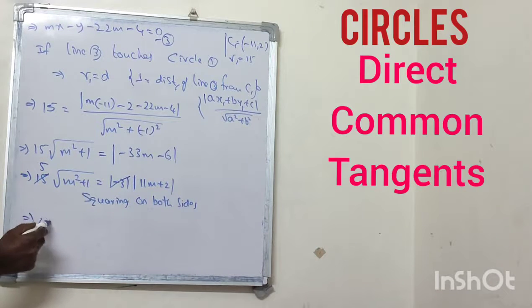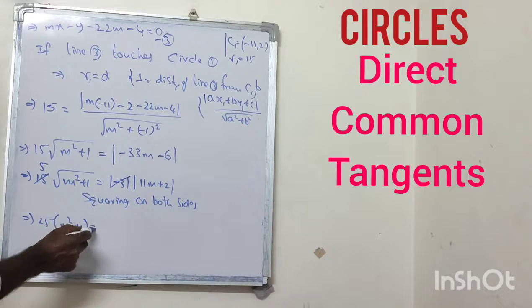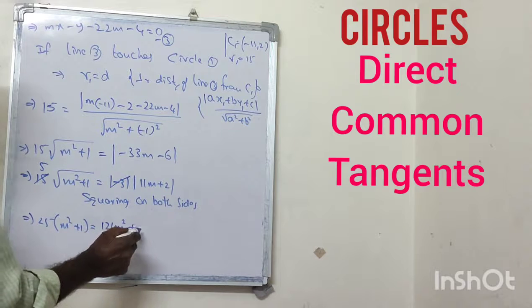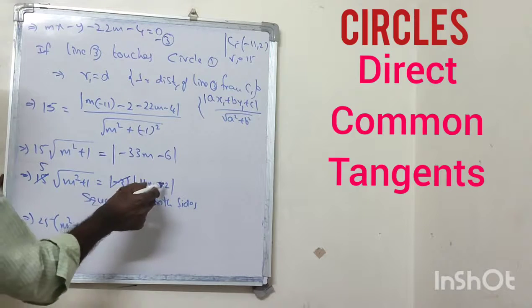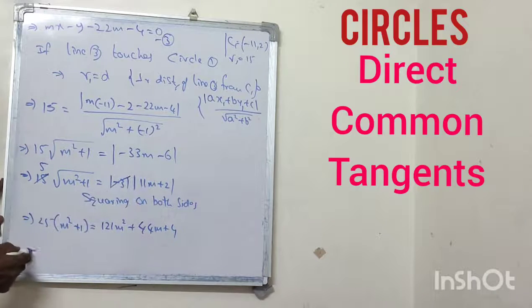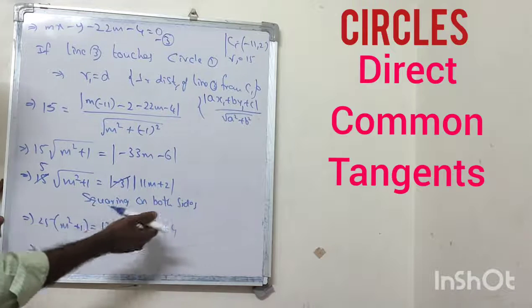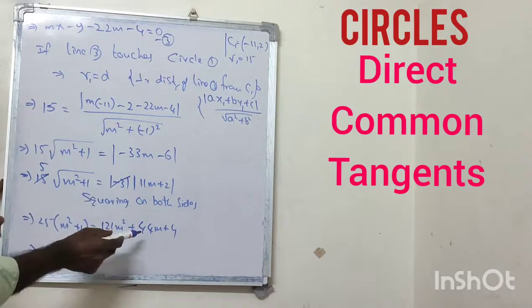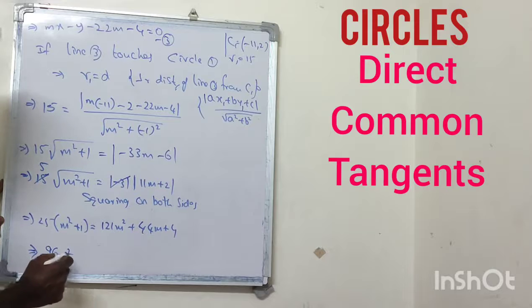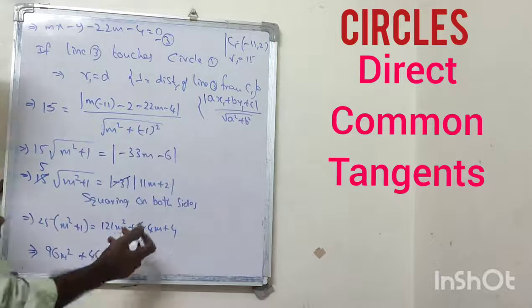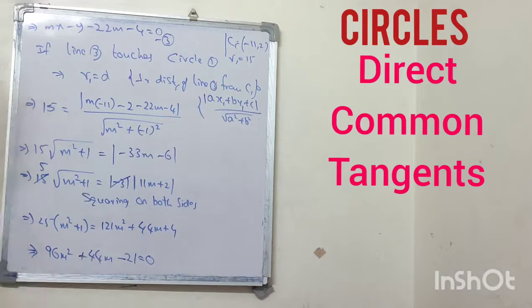25 times m square plus 1 equals 11m plus 2 whole square. Using the (a plus b) whole square formula, a square plus 2ab: 2 elevens are 22, 22 twos are 44m, plus 4. Now taking that side, 121m square minus 25m square, 96m square, and 44m plus 4 minus 25, minus 21 equals 0.